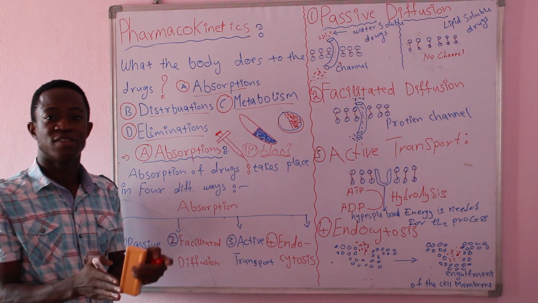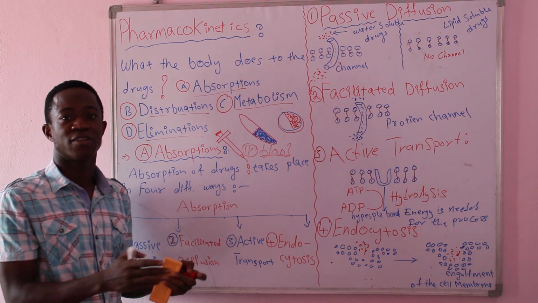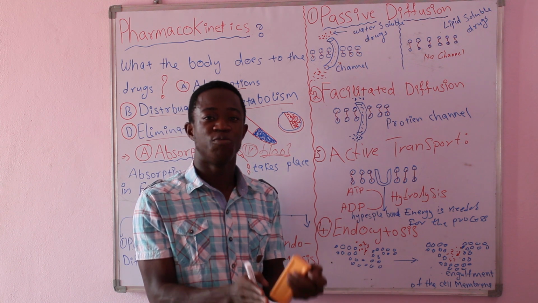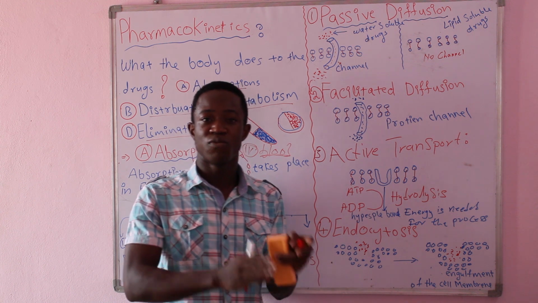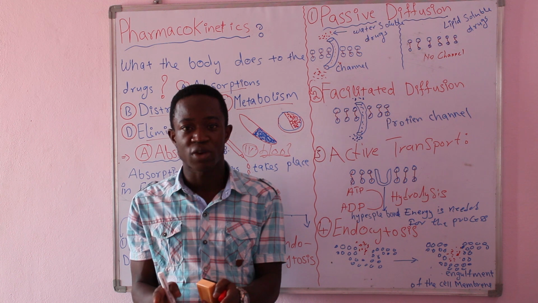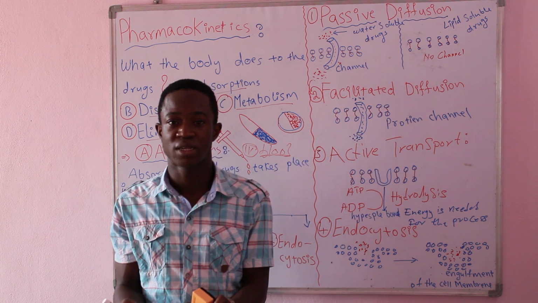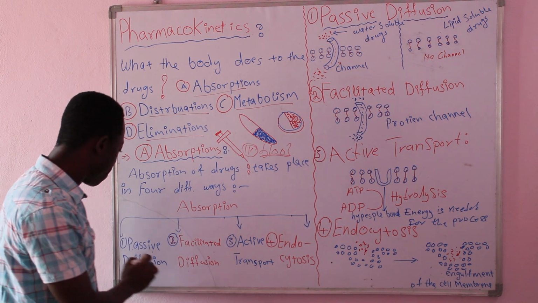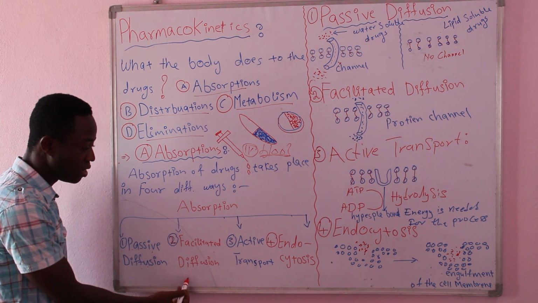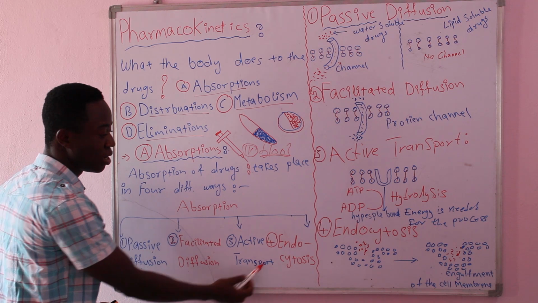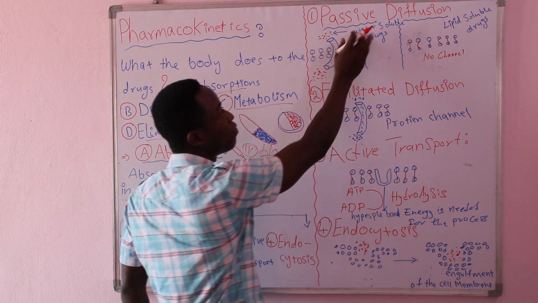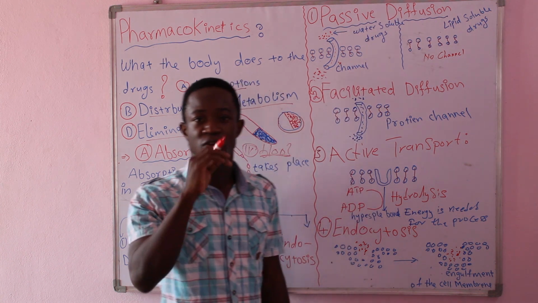So when the drug is given to the patient and is absorbed, it means the drug has to cross the cell membrane. When the drug crosses the cell membrane and reaches the bloodstream, then it gets distributed. So that occurs in 4 different ways. We get passive diffusion, facilitated diffusion, active transport, and endocytosis. So first we will see what we call passive diffusion.